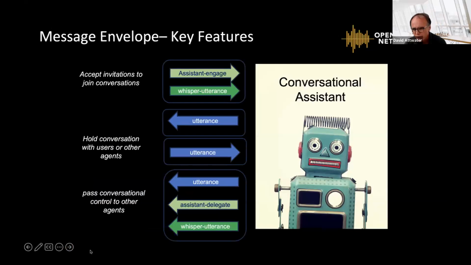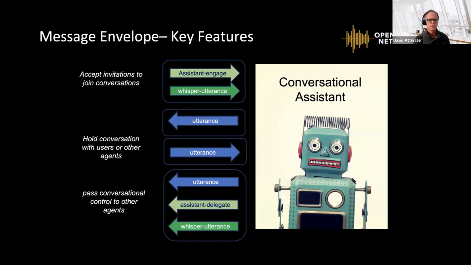Okay, so your conversational assistant, in order to be able to interoperate with other systems, and also through other ecosystems and channels, needs to be able to do the things that we see on the screen. First of all, it needs to be able to accept invitations to join in with a conversation. So if another agent or another assistant browser or channel wants to draw your agent in, you need to be able to accept the invitation.